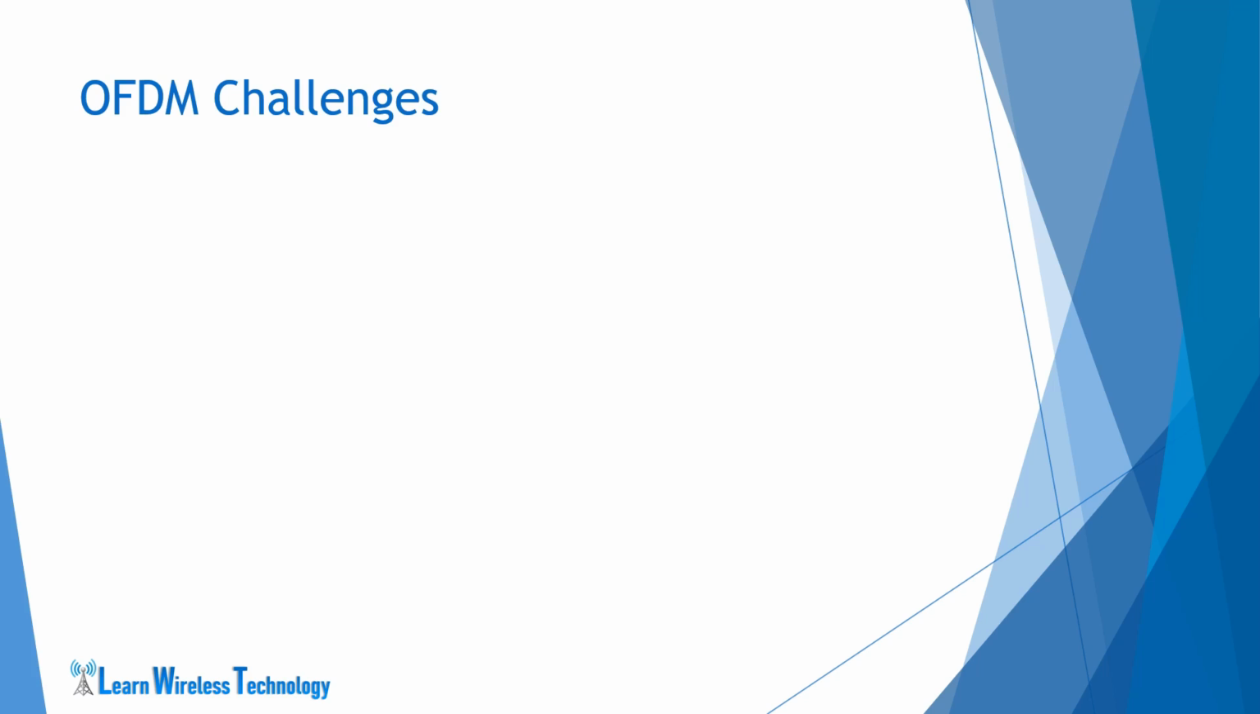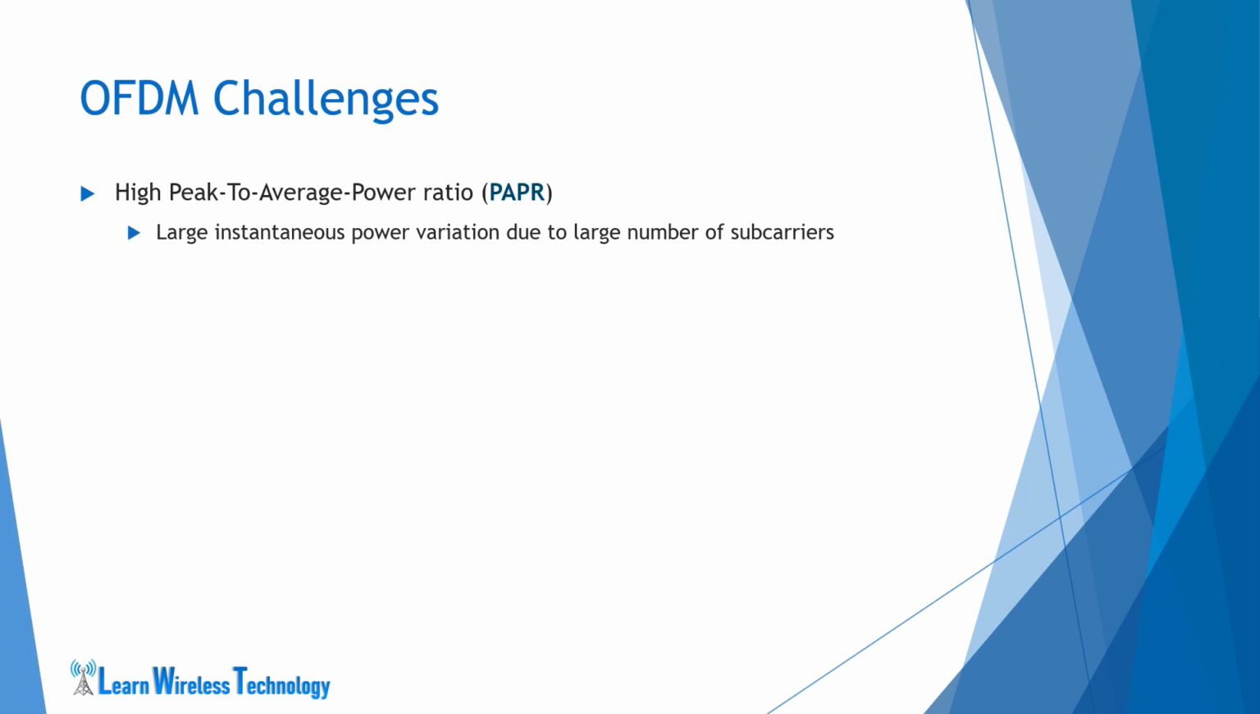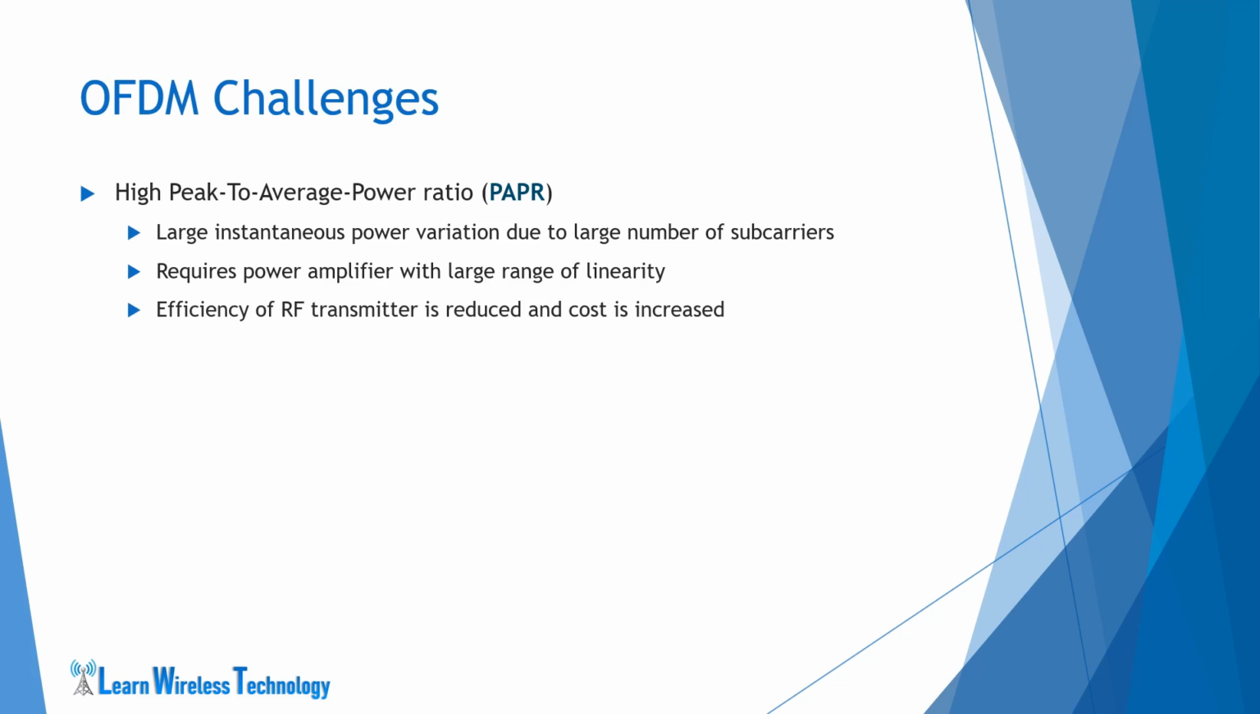Now let's discuss the challenges that come with OFDM. The most significant challenge, or disadvantage, of an OFDM system is the relatively high peak to average power ratio, that is PAPR, as compared to typical single carrier systems. High PAPR is generated by adding a large number of subcarriers. The instantaneous power can vary largely within an OFDM symbol, resulting in the requirement of a power amplifier with a large range of linearity. So, due to high PAPR, the power amplifiers have to operate with increased backoff. This greatly impacts the achievable efficiency of the RF transmitter and the cost is increased.